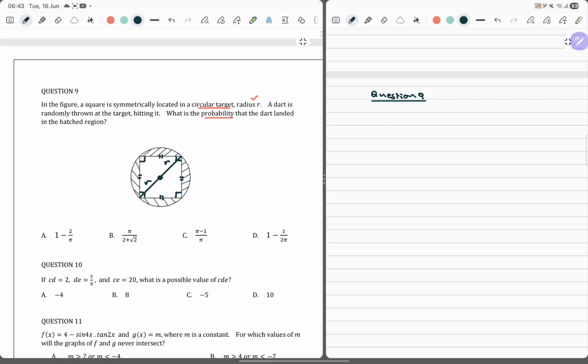Well, if we're looking at the probability that something lands in the hatched region, it means we need to find the area of the hatched region against the area of the entire circle. But now how will we do it? If we look through the options, we see pi and root 2 pi, but there's no r. So we need to play a very long game now.